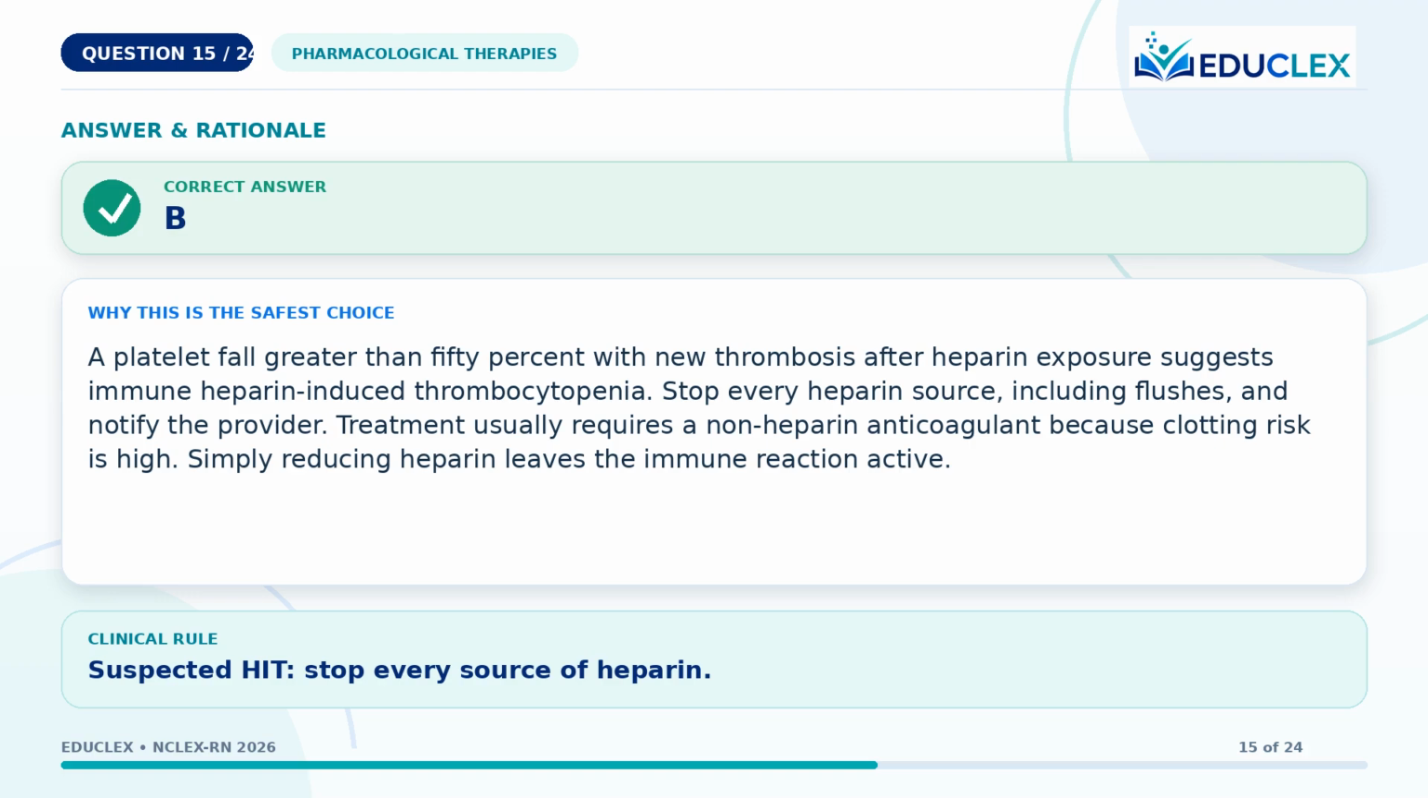The correct answer is B. A platelet fall greater than 50% with new thrombosis after heparin exposure suggests immune heparin-induced thrombocytopenia. Stop every heparin source, including flushes, and notify the provider. Treatment usually requires a non-heparin anticoagulant because clotting risk is high. Simply reducing heparin leaves the immune reaction active.